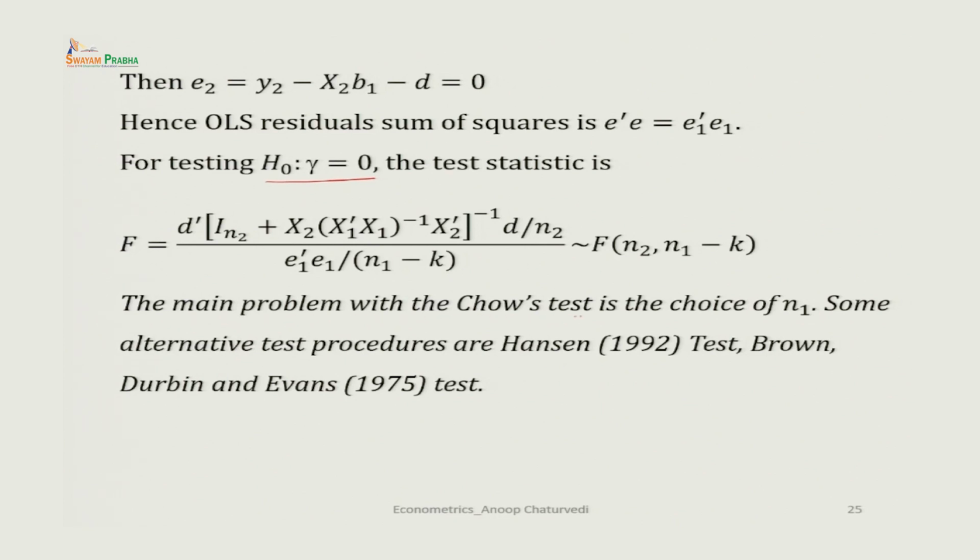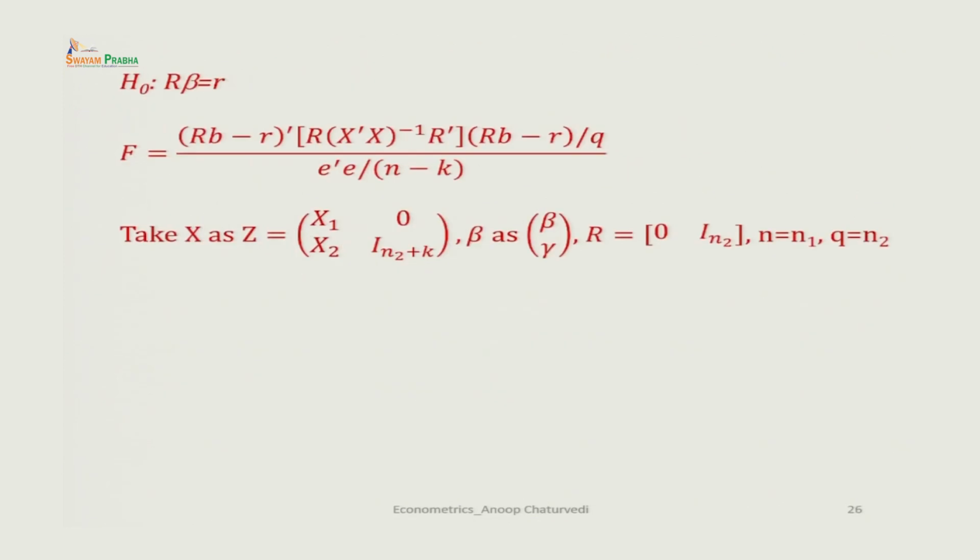Then the main problem with the Chow test is the choice of n1. Then there are some alternative test procedures also, which I am not going to discuss here, and those test procedures are given by Hansen or Brown, Durbin and Evans. In fact, to derive this test statistic, you have to test this kind of linear hypothesis. So, you take z equal to this matrix, you replace x by z, you take beta equal to beta, gamma, r equal to 0, I_n2, n equal to n1, q equal to n2 and then you get this test statistic.